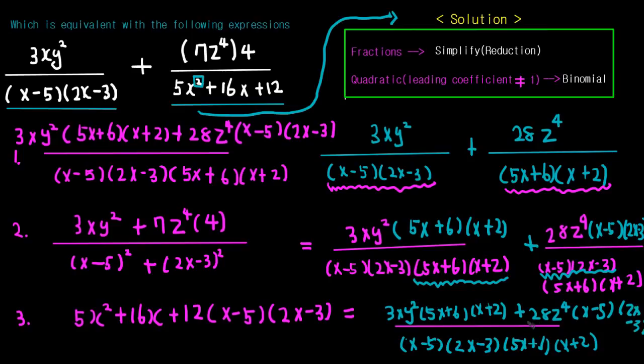We could have just extended this multiplication, but before we do that, let's look at some choices. At first, 3xy squared times 5x plus 6 times x plus 2 is the same expression as we did in the last choice. So we can say that this is our choice for our answer. So all you have to remember is that we need to simplify the fraction in order to have a reduction, and then leave every single term except for a quadratic one whose leading coefficient is not equal to 1. We need to convert that into a binomial.